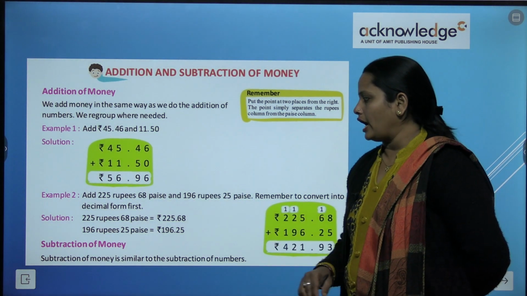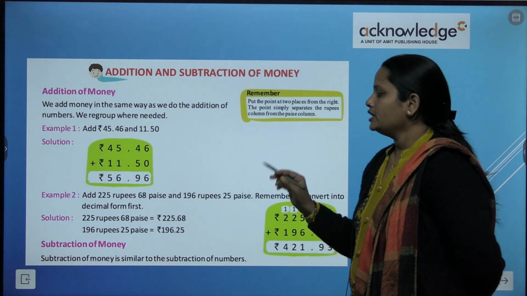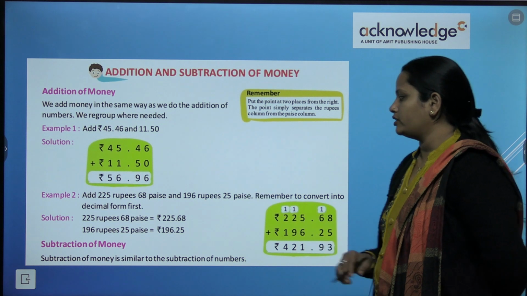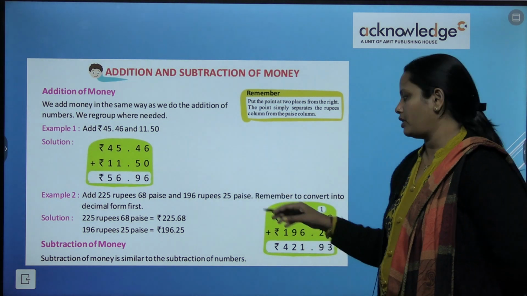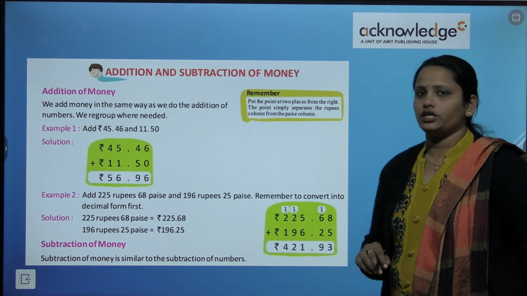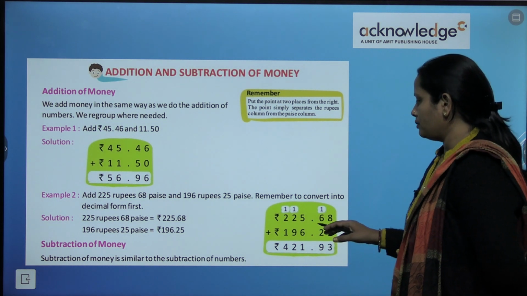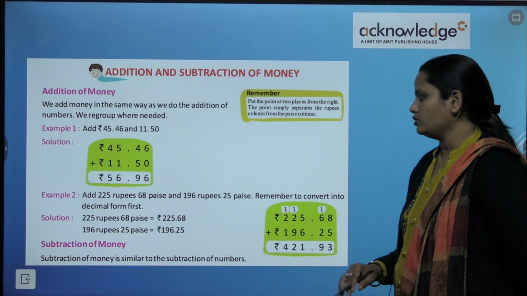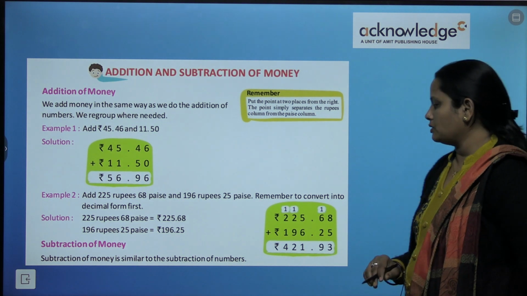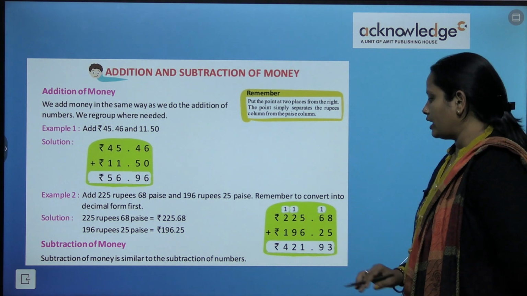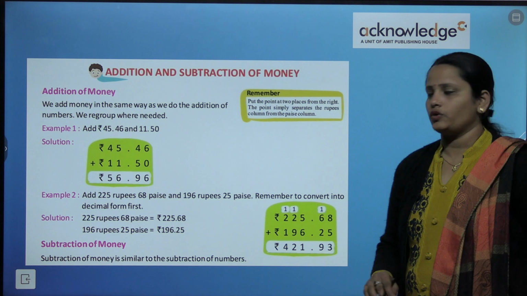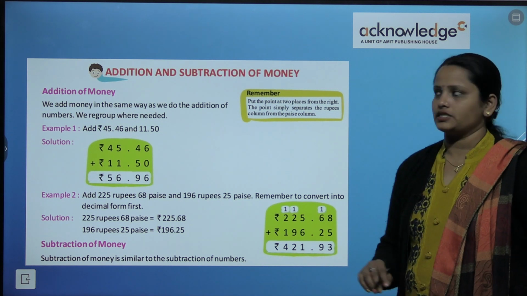Here again we have to add 225 rupees 68 paisa and 196 rupees 25 paisa. Remember to convert to decimal form first. तो यहाँ पे हमें इस रुपीज और पैसे को add करना है. So हमने इसे पहले decimal में convert कर लिया है. Now we have added it. So we get 421 rupees and 93 paisa as the answer.